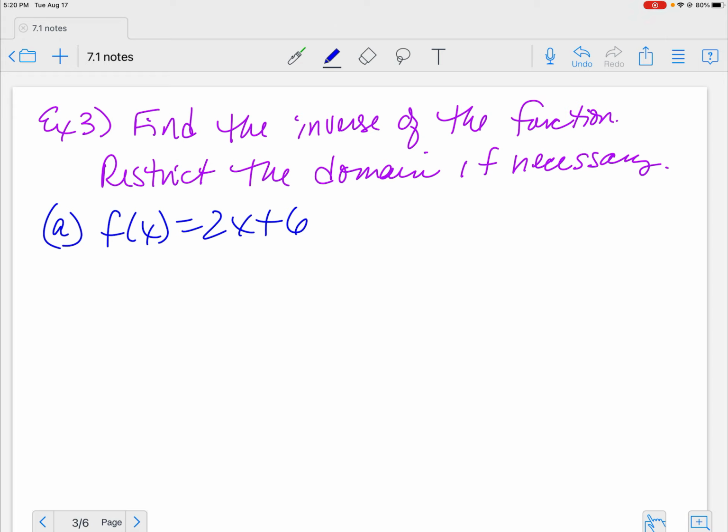What is that? It's a line. Do I need to restrict anything for a line? A negatory, good buddy, right? So a line is a free-for-all. That's the beauty of the line. So let's go through the steps.